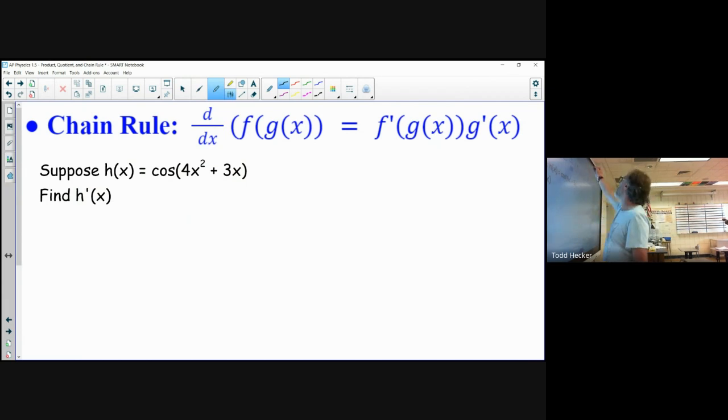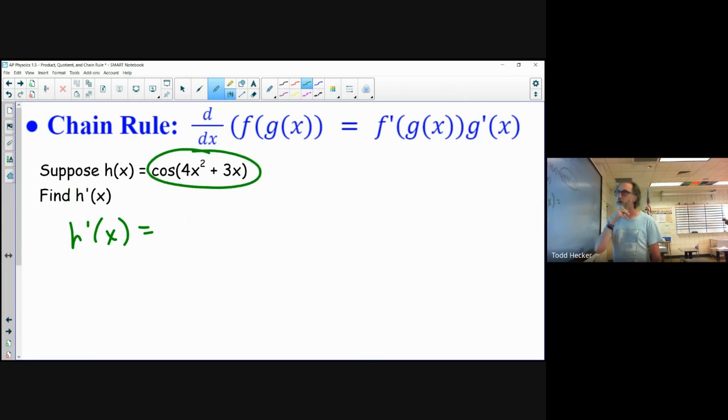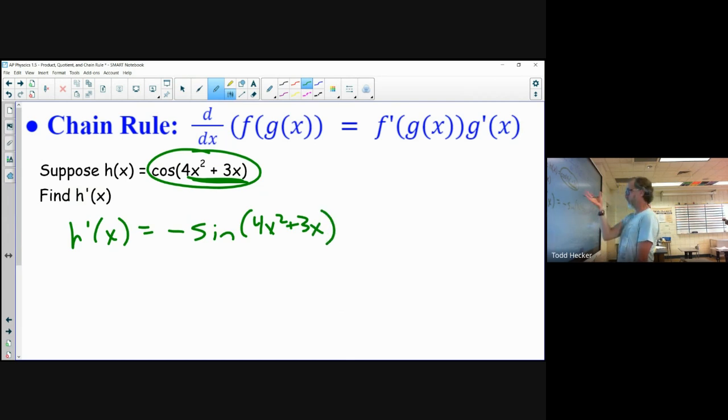h prime of x is, okay, so what I'm going to do is take the derivative of this mess. So what's the derivative of cosine? The derivative of cosine is negative sine. So this is negative sine of the same thing here, 4x squared plus 3x. At this point, it's the same as if we had just cosine. Derivative of cosine is negative sine.